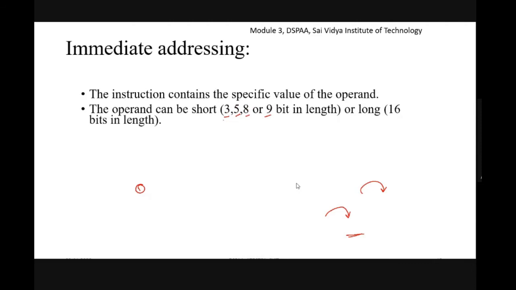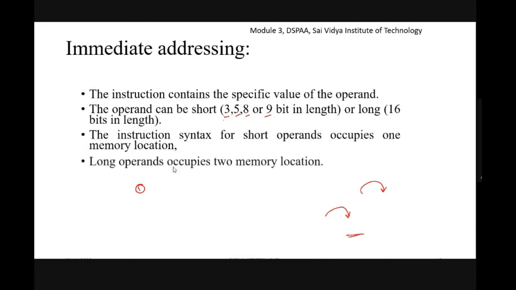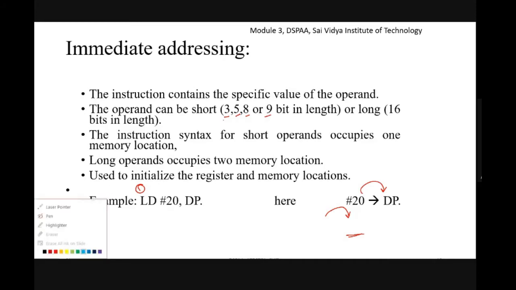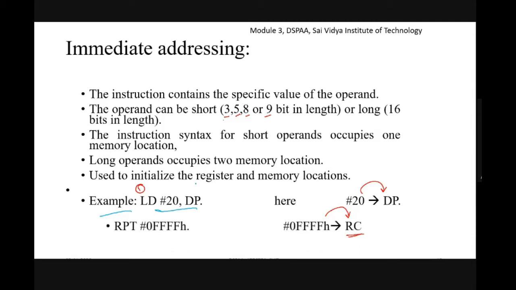In immediate addressing mode, the immediate numbers, long or short, will be present in the instruction itself. And we had examples of immediate addressing mode. One such simple example we have learned. LD loads the immediate value 20 to the data memory page pointer register. Then the repeat instruction loads the repeat counter with the immediate number FFFFH.